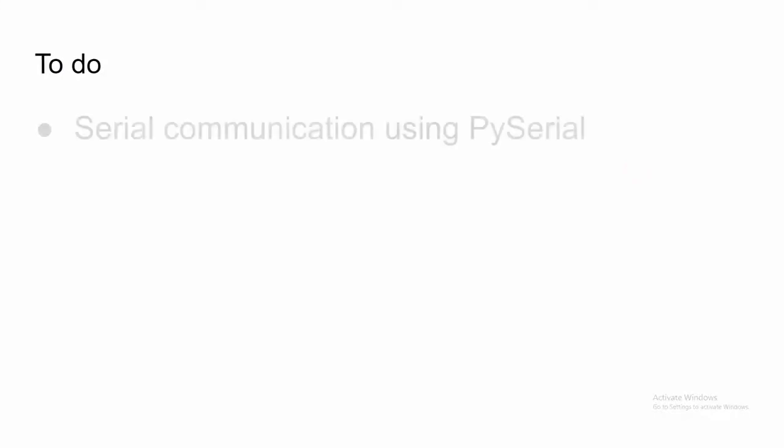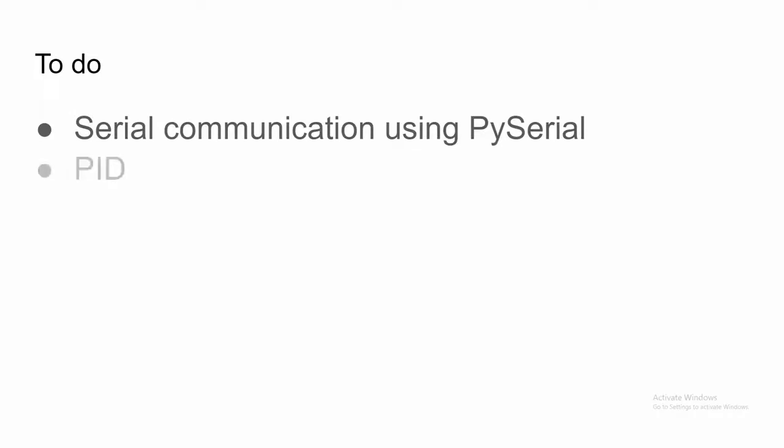Once I had the ball position, all I had to do was get that information to the Arduino quickly and close the feedback loop. I set up a serial communication between Python and the Arduino using the PySerial library. Next, I built the control loop itself. I chose a PID controller for simplicity.